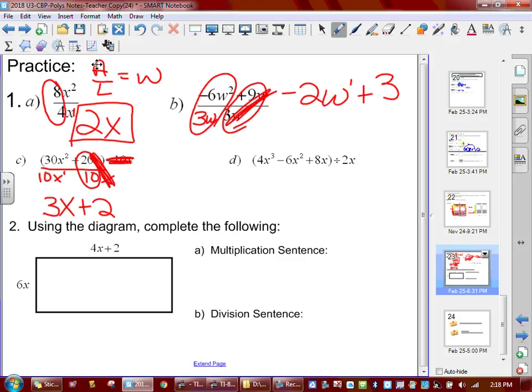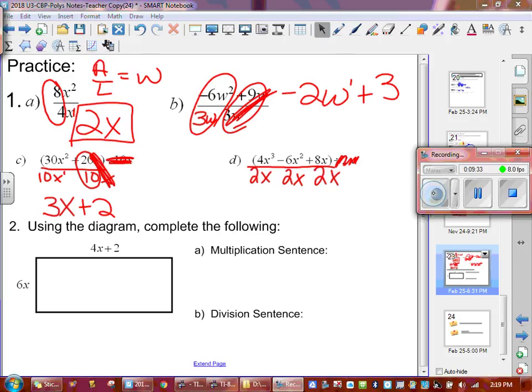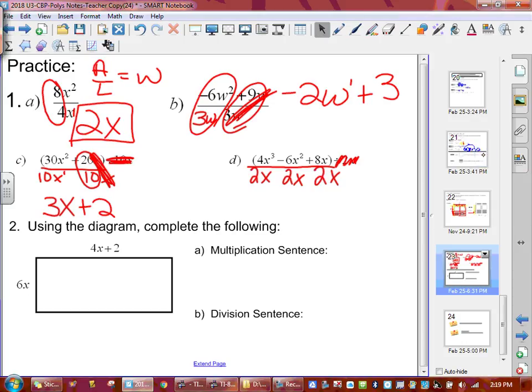Again, we see something on the end. We have divide by 2x. So I'm going to scribble that out, and I'm going to draw a line right underneath each one. Divide by 2x, each one of them. Okay, because that's how you have to do each question. Okay, we are dividing it straight up and down again.